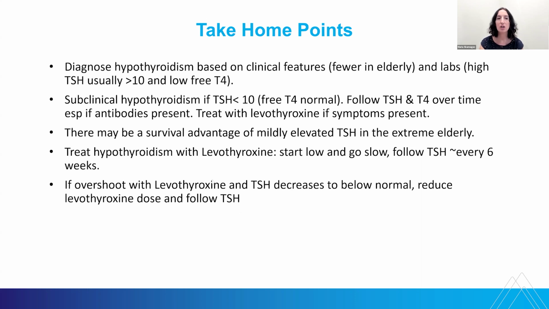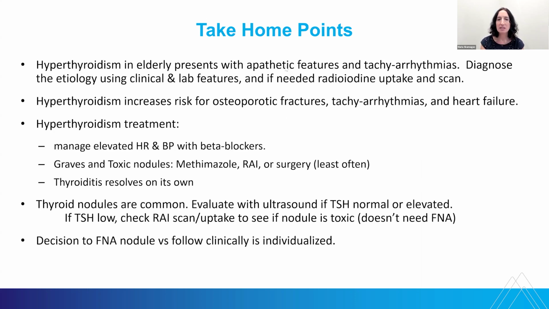Hyperthyroidism in the elderly tends to present with apathetic features and more adrenergic findings like tachyarrhythmias. We want to diagnose the etiology using the clinical features and labs. So remember that T3 and T4 are high and TSH is low. And you're going to have positive TSH receptor antibodies in Graves. If you are suspecting a toxic nodule or you're not sure what the cause is, you can do a radioactive iodine uptake and scan. Hyperthyroidism increases the risk for osteoporotic fractures, tachyarrhythmias, and heart failure.